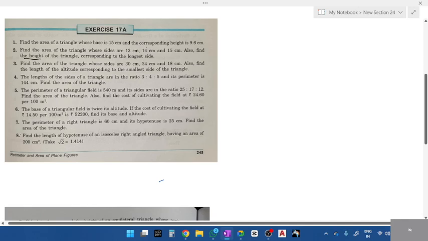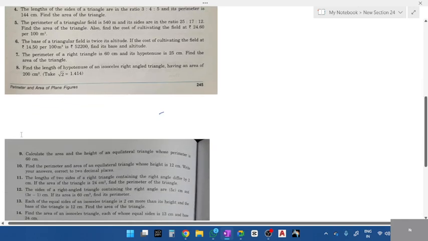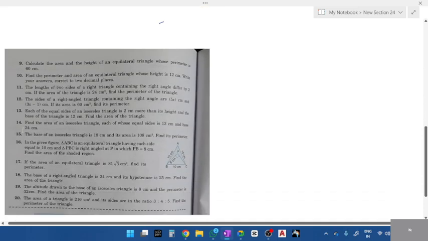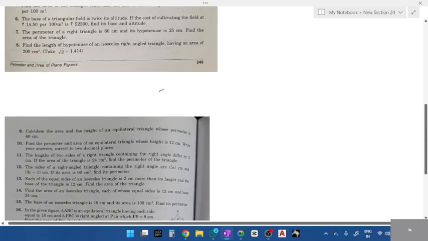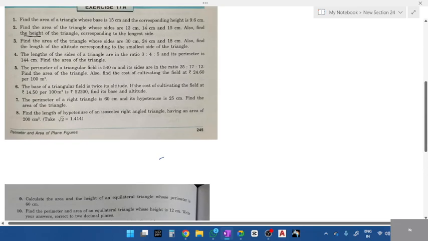Find the length of the hypotenuse in an isosceles right angle triangle. Okay, if area is given, 5, 6, 7, 8. Fine. We'll first complete all the easy questions. Okay, see, up to 8. How many questions have we done? 4. We have done 4 questions. Up to 8, it is scalene triangle.